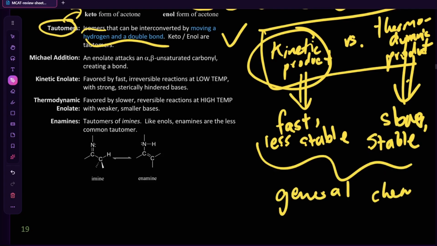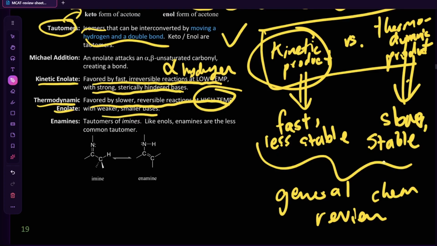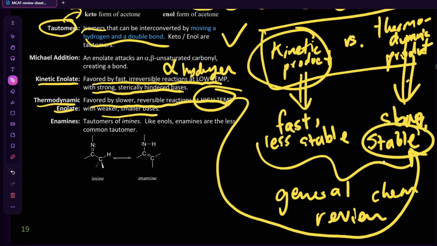So when you have this thermodynamic versus kinetic enolate, the kinetic enolate is favored by fast irreversible reactions at low temperature with strong sterically hindered bases, and the thermodynamic is favored by slower reversible reactions at high temperature with weaker, smaller bases. So the enolate that's kinetic forms fast under low temperature using a strong bulky base, and the reaction is irreversible. The base just grabs whichever alpha hydrogen it's able to reach. And the thermodynamic enolate forms under high temperature with the weaker, smaller base, in a slower reversible reaction. Given enough time and enough reversibility, the system settles into whichever enolate is most stable, as I said here, which is typically the more substituted one.